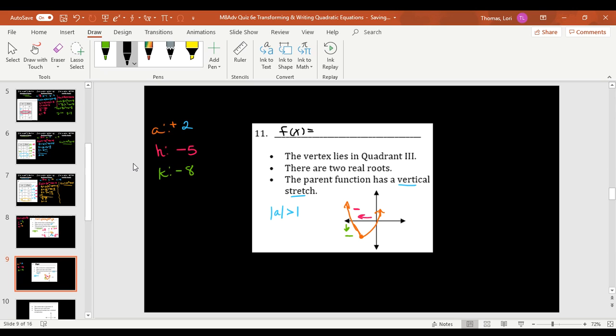And now let's put it all together. f of x equals a positive a value that's more than 1, x minus -5 minus 8. So you're looking for something that's similar to 2, a positive number more than 1. This must be plus and this must be minus.